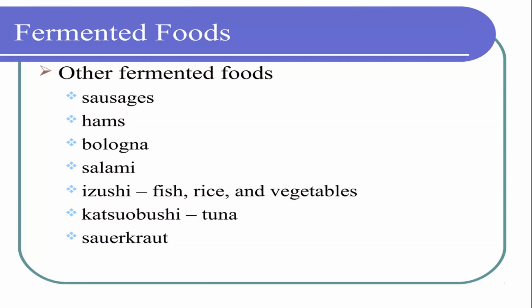Other fermented foods include sausages, hams, bologna, salami, fish, rice and vegetables, katsuobushi, which includes tuna, and sauerkraut.